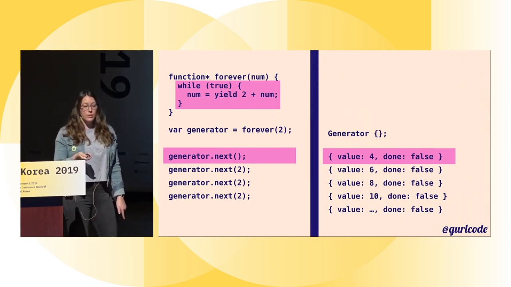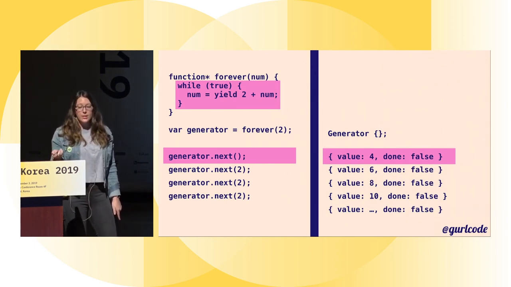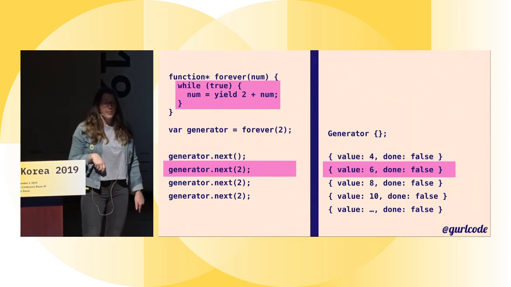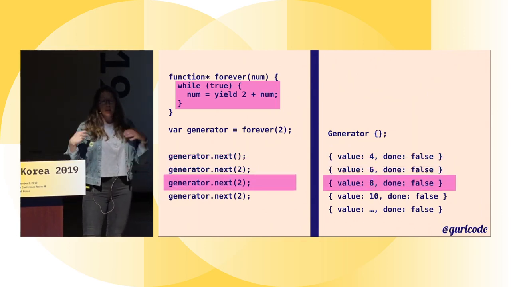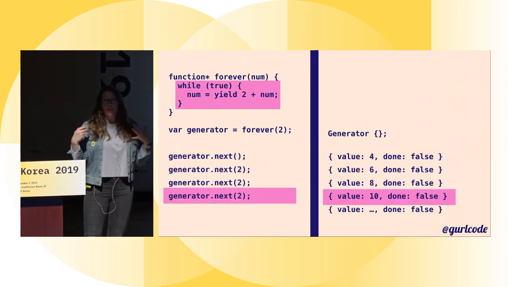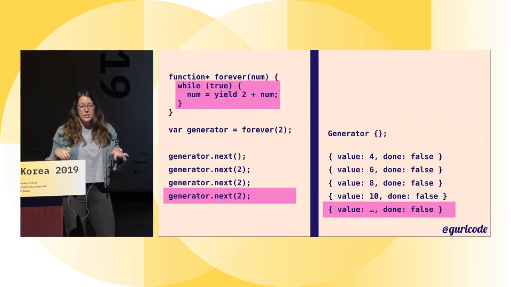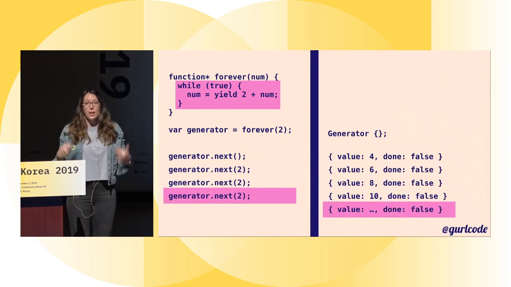Now, I can just keep calling next on this for as long as I want. There we go. It's just going to keep generating numbers for me. It's never going to stop until I explicitly tell it to stop. But you can create infinite generators that always give you something back.